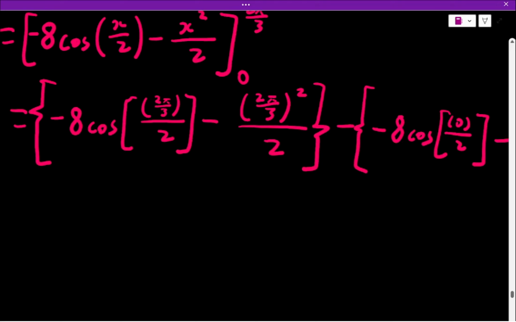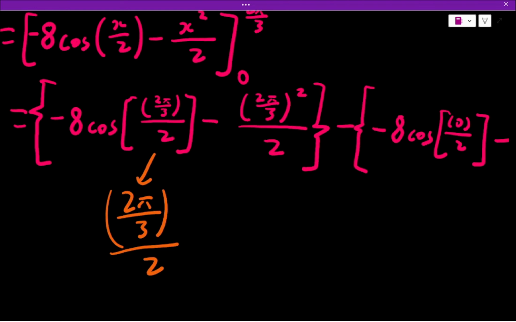Now, let's work on this. Let's look at this inside part first. So 2 pi over 3 divided by 2 can be seen as times half, as we have mentioned many times. So this is the same as pi over 3.